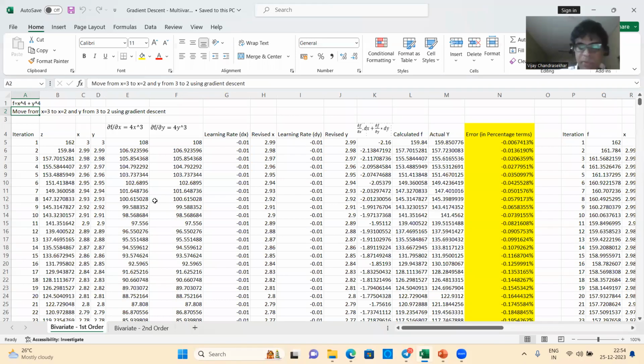So what do we have here? You have iterations. So you have z. Sorry, not z, this is actually f here. Now, let's say I start with x equal to 3 and y equal to 3. Anyone here? What is the starting value of f then?